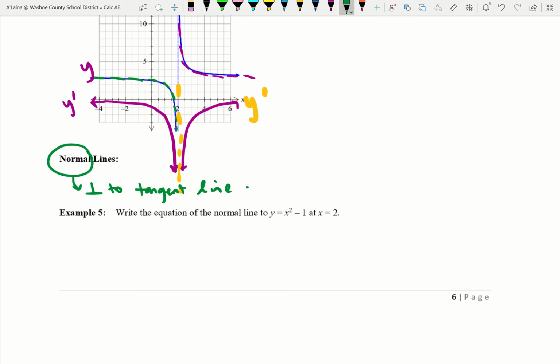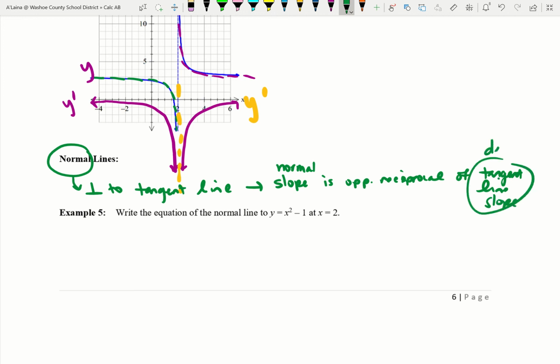And because it's perpendicular to it, the normal slope is the opposite reciprocal of the tangent line slope. And the tangent line slope, keep in mind, is the derivative. So to find the slope of a normal line, it is going to be the opposite reciprocal of the derivative.